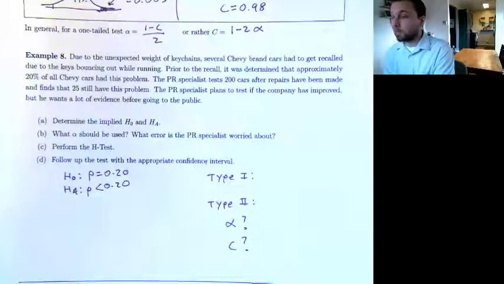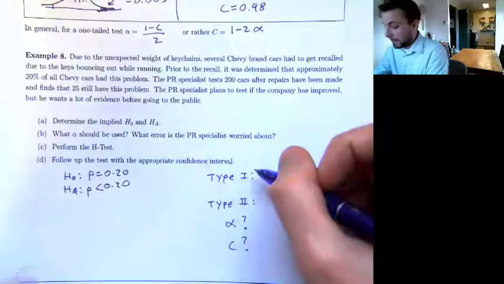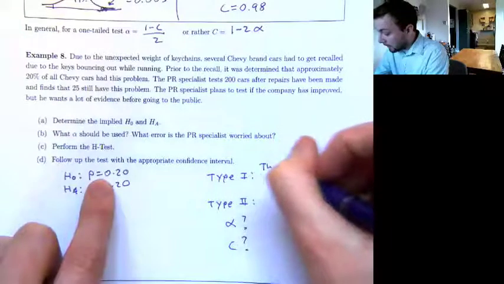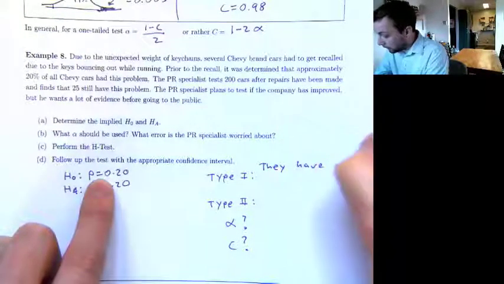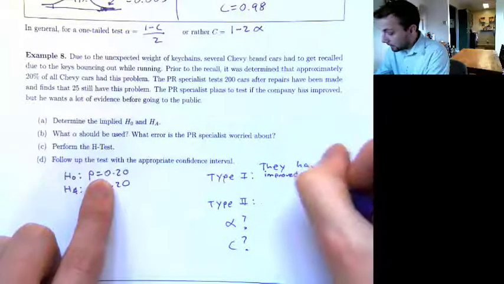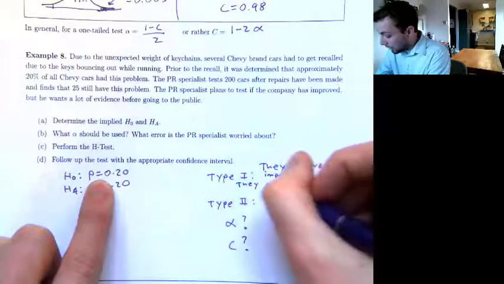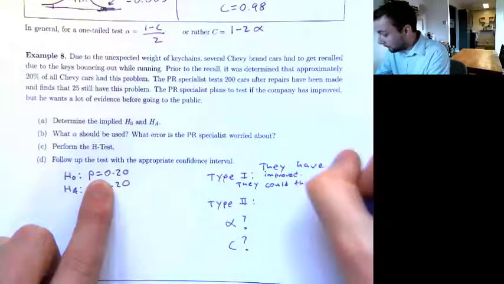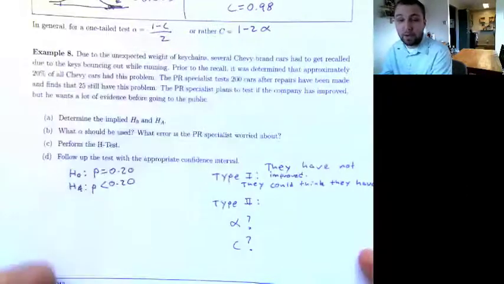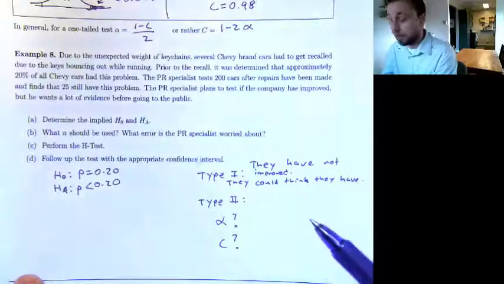So let's think about in words what a type 1 and type 2 error would mean. Type 1 error, that means the first thing is true. If the first thing is true, this means they have not improved. They still have a 20% or worse success rate. So what could be wrong if they've not improved? Well, they could think they have. So they're telling people, hey, things have improved, when really safety has not improved. That feels like a pretty bad thing.